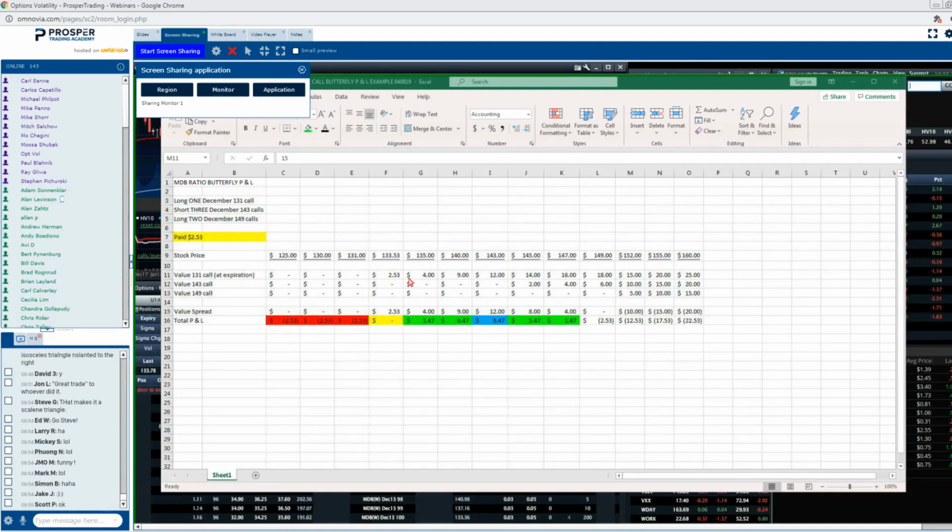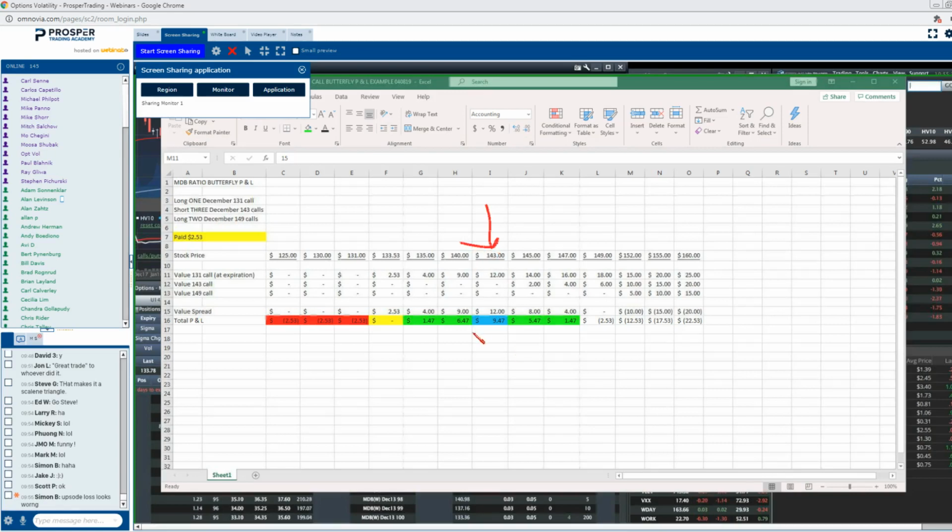And then you'll see we start to make money, and make more money as we get up towards the short calls, which are the 143 strike, which is our maximum value.